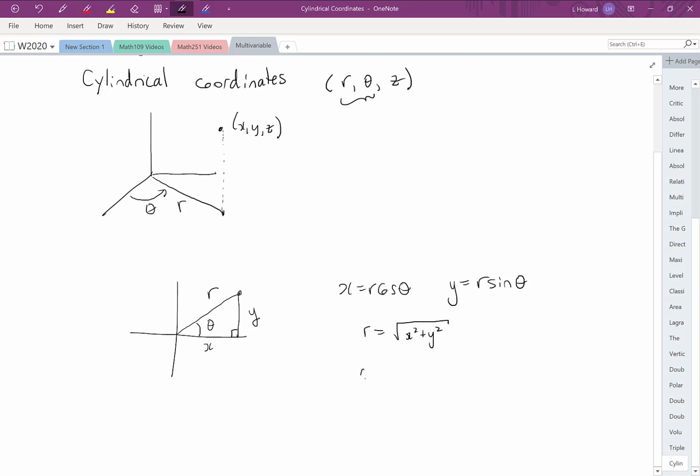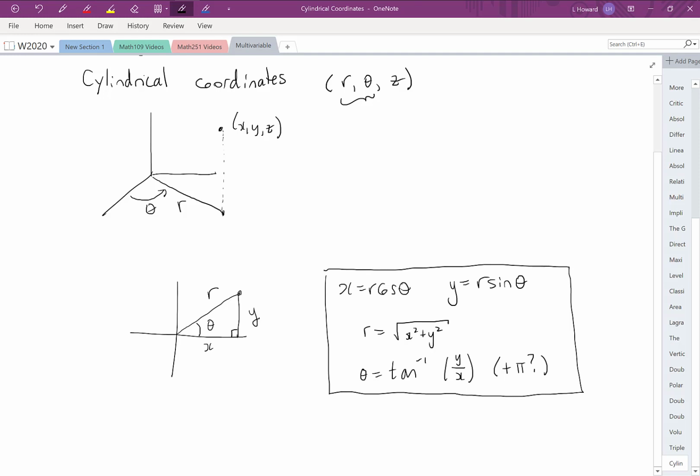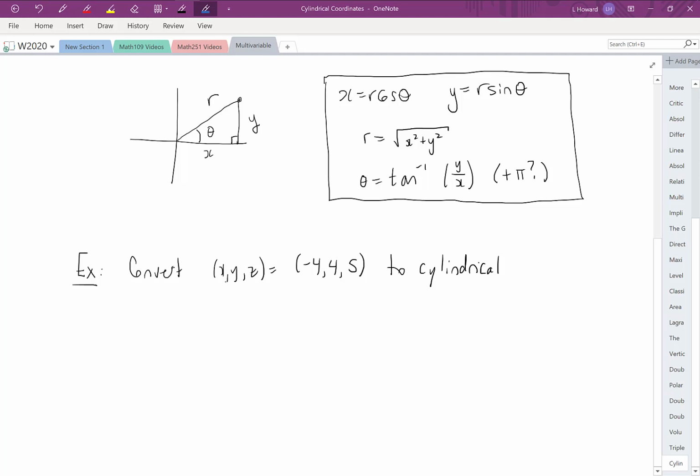And if we wanted theta, we would say theta is arctan of y over x, but we may possibly have to correct this angle if it ends up being in quadrant 2 or quadrant 3. So I like to just say plus pi question mark, and we'll do an example in a moment to see what it looks like when we correct the quadrant of that angle. So these are the different relationships between x, y, and theta that we may need if we're converting between rectangular and cylindrical. Let's convert the point x, y, z equal -4, 4, 5 into cylindrical coordinates.